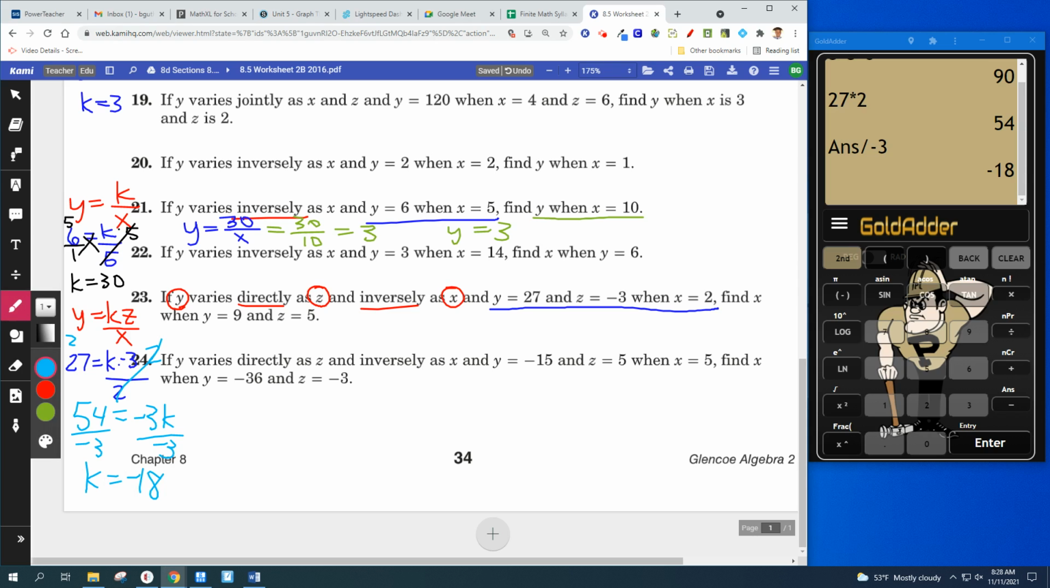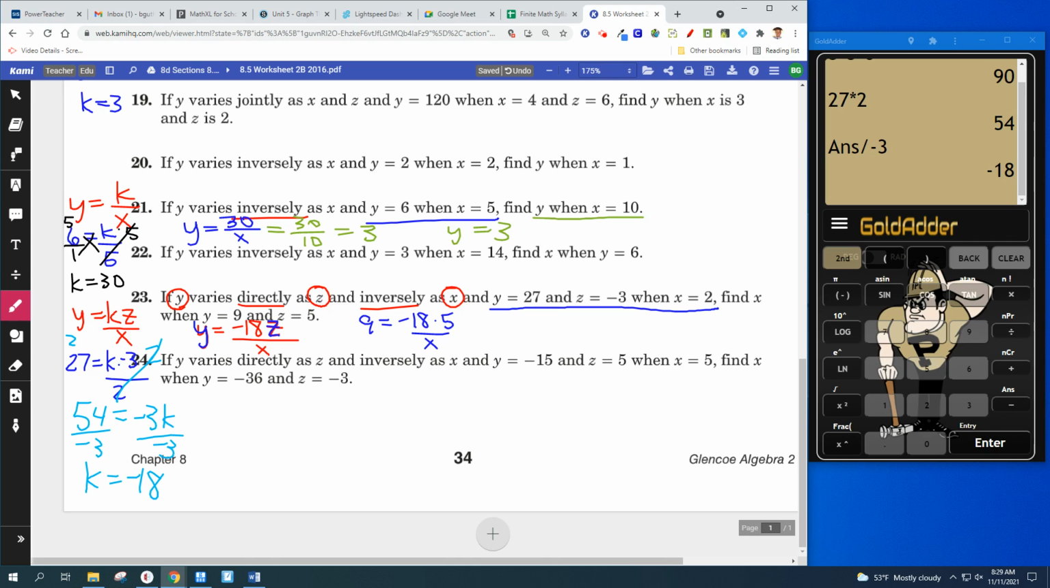K is negative 18. So rewrite the formula with that k value. y equals negative 18z over x. That's our formula. Then you plug in those numbers. All right, so we want to plug in y equals 9 and z equals 5. Notice it's in this position and this position. So you have to pay attention to where the variables are and where they want you to plug in. So y is 9 equals negative 18 times z is 5 over x.